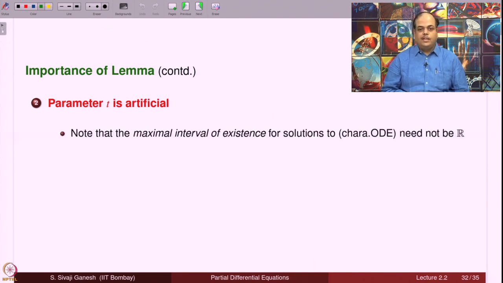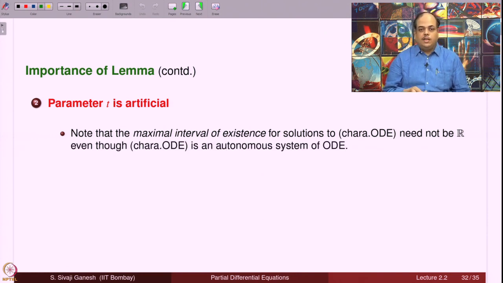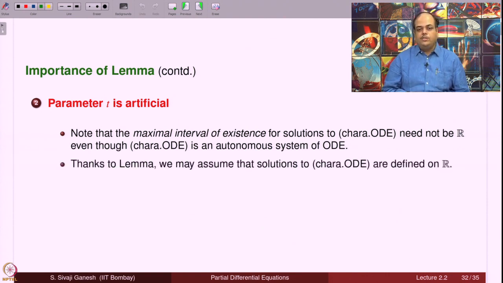So, the maximal interval of existence for solutions need not be R, even for autonomous systems. For example, look at dy by dt equals y square and y of 0 equals y0, any number you take. The solution will not be defined on R, even though the ODE makes sense for all t in R. Therefore, there is a concept of maximal interval of existence, and it will not be R, even if it is an autonomous system, as we just saw in this example. But thanks to this lemma, we may assume that solutions are defined on the whole of R.